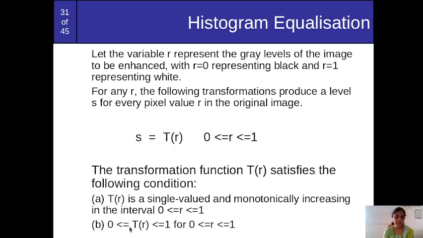What are the conditions that this transformation function T has to satisfy? There are two conditions. One condition is that T should be single valued and monotonically increasing in the interval 0 to 1, because R is normalized and its range is from 0 to 1. Also, T of R should be spread out in the available range 0 to 1.